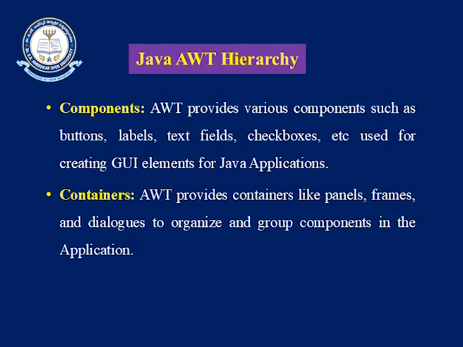Next one is the containers. What is meant by the containers? AWT provides containers like panels, frames and dialog boxes, and we have to organize these into a group. In a Java application, suppose you want to display radio buttons in one frame or one panel or one dialog box, you have to group those things into one group. Such things you can create using the containers.